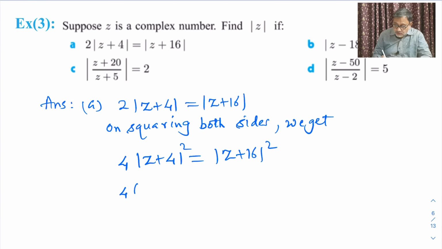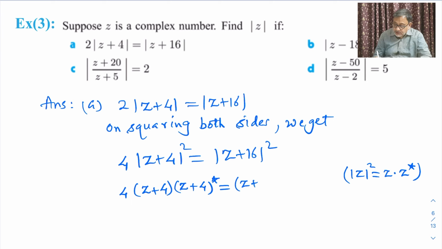So 4 into modulus of z plus 4 square will be z plus 4 into z plus 4 conjugate. I already told you, whenever you have modulus of z square, you can write it as z into z conjugate. So I am using this property. So on the right hand side also I will write z plus 16 into z plus 16 conjugate. I hope this is clear to you.